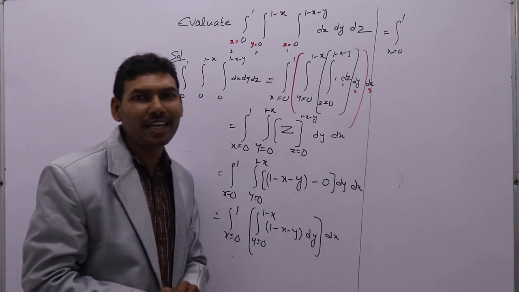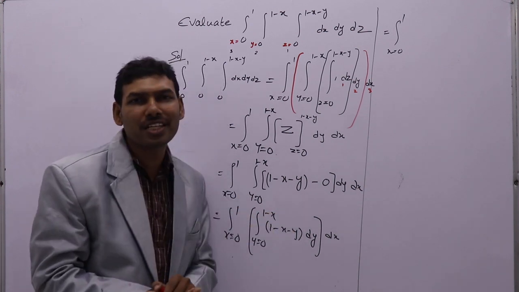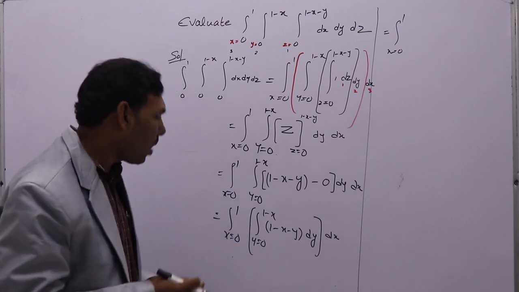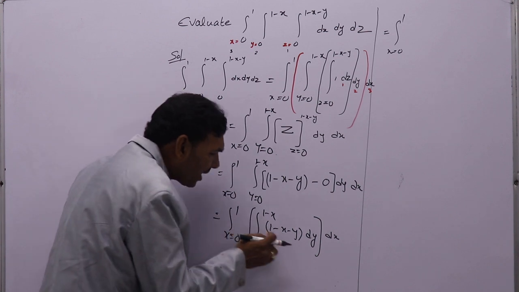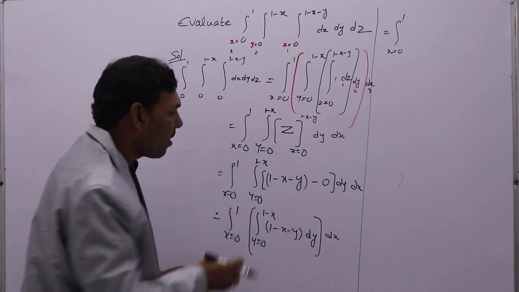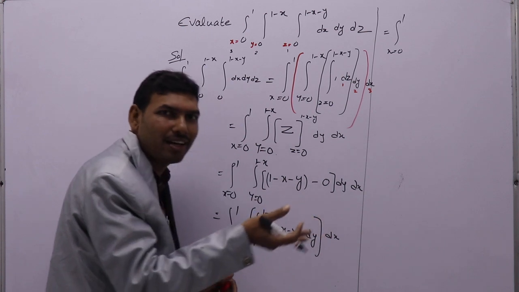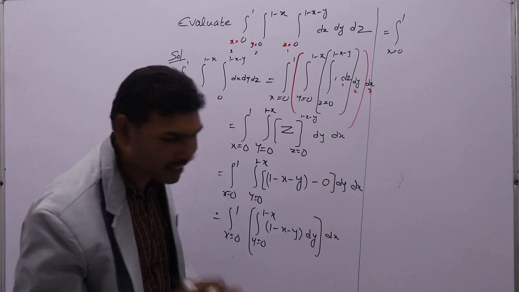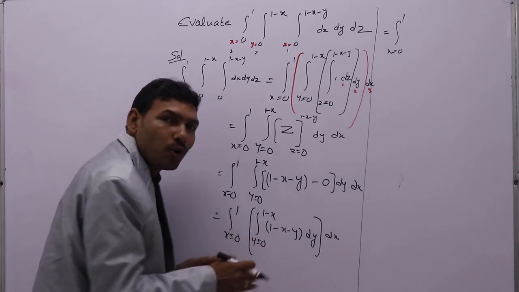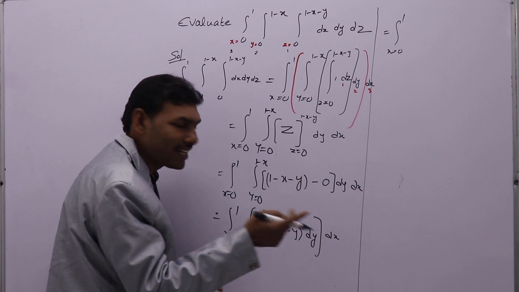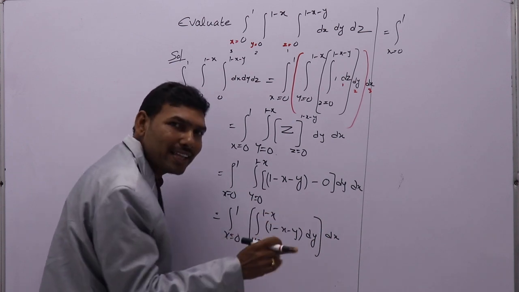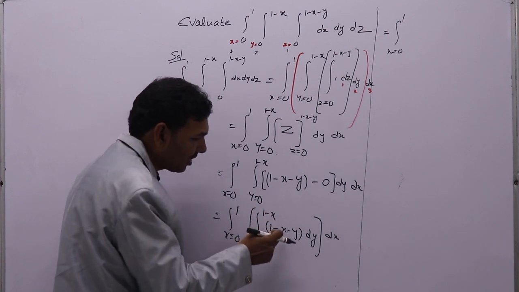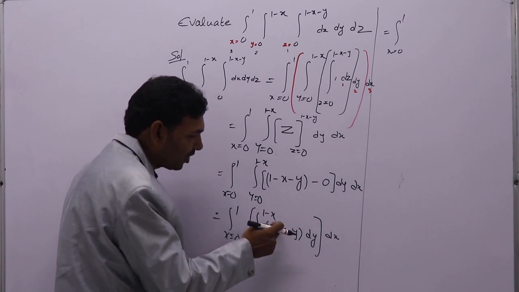This integration is very easy because while integrating with respect to y, you are not going to integrate x. Wherever you have a constant, that means wherever you don't have y, after integration you will get y there. That is one small, very easy technique. If you don't know integration also, after integration, wherever you don't have y, there you will get y. Here do you have y? No. You will get y here. Here do you have y? No, you will get y here.